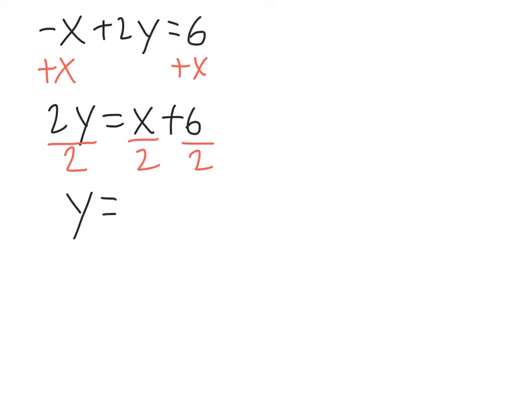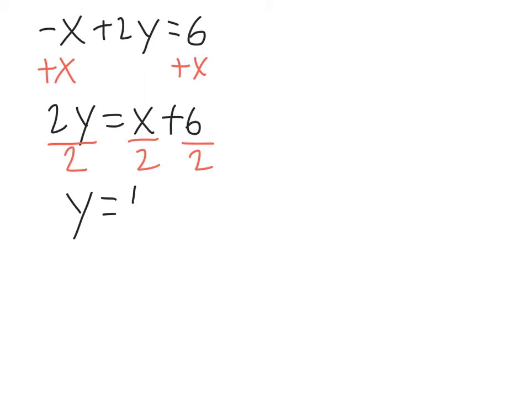Now, in order to put this in slope-intercept form, you can't say just x over 2. You have to have a number in front of x. It can be a fraction, but it has to be a number. So what number do we say is in front of x when there's nothing there? Well, 1.